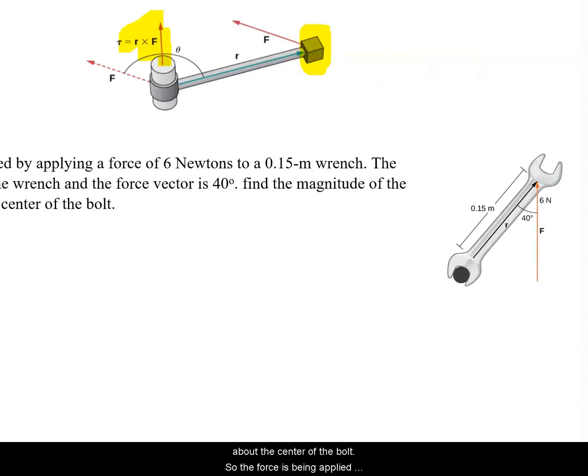So the force is being applied here at the end of the wrench. So I'm going to apply the same reasoning as we saw in the general model, and we can think about the force being applied like so, and the angle between the two would still be 40 degrees. Okay, so let's go ahead and solve this.